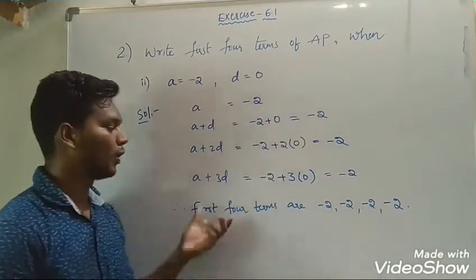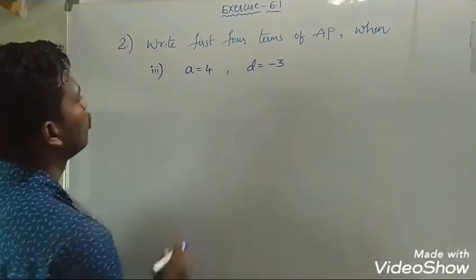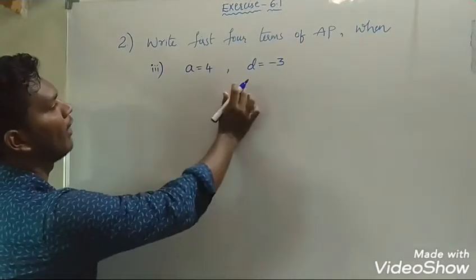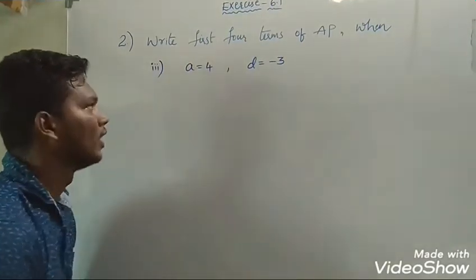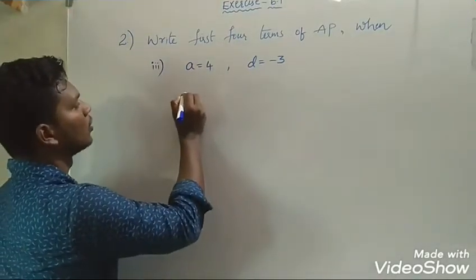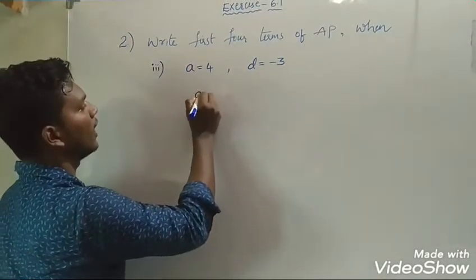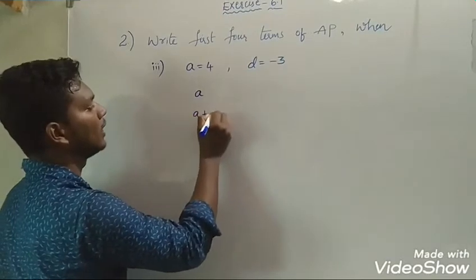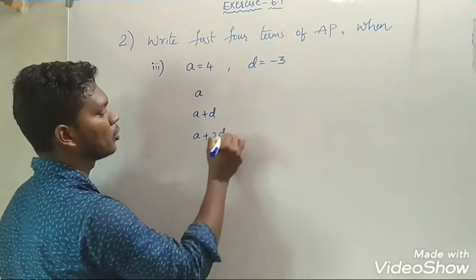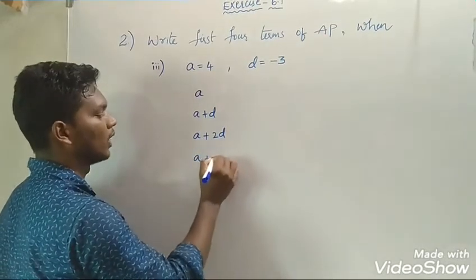Okay friends, hope you understand. Let me move on to problem number 3. Here the value of A is 4 and the value of D is equal to minus 3. He is asking for the first 4 terms, right? What are the first 4 terms? The first term is A, the second term is A plus D, the third term is A plus 2D and the fourth term is A plus 3D, right?